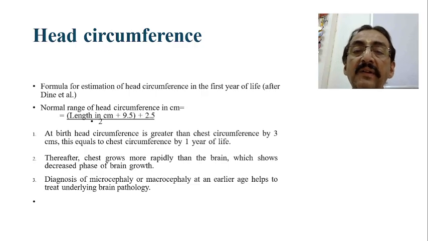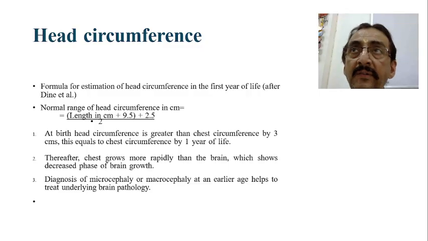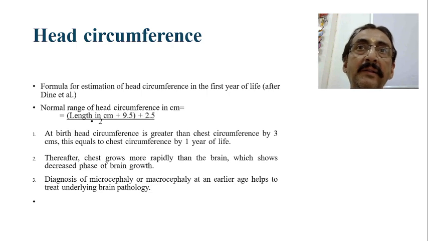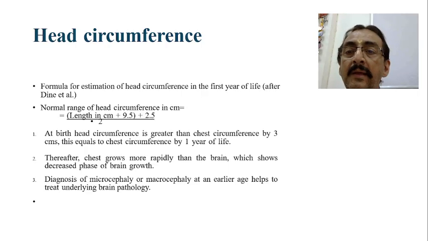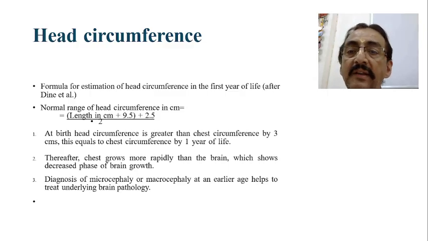At birth, the head circumference is greater than the chest circumference. When you compare chest circumference and head circumference, at birth head circumference is greater by 3 centimeter. That means if 35 centimeter is the head circumference, then chest circumference will be somewhere around 38 centimeter. This becomes equal to head circumference at the age of 1 year. That means at the end of 1 year, usually the head circumference is about 45 centimeter and chest circumference is also about 45 centimeter.